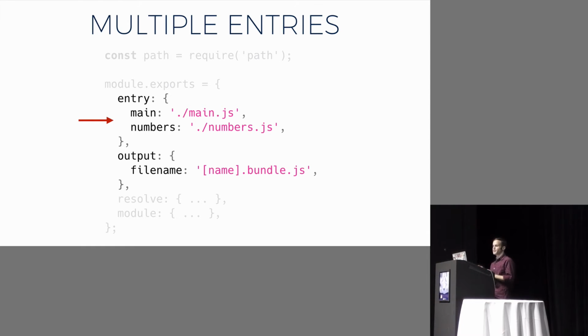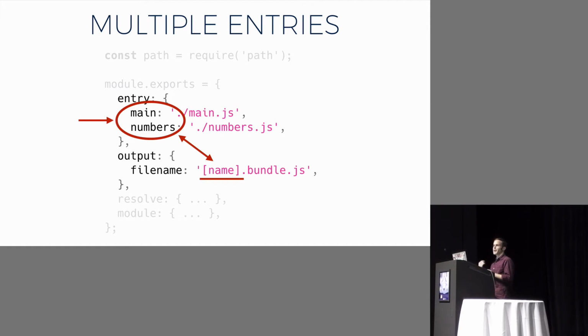And the keys I use here, main and numbers, those are arbitrary. You can name them whatever you want. Typically, we'll probably just have them be the same as the file name. So I have a main.js file that I want to feed in, and a numbers.js file that I want to feed in. So I can feed those both into these separate entries.